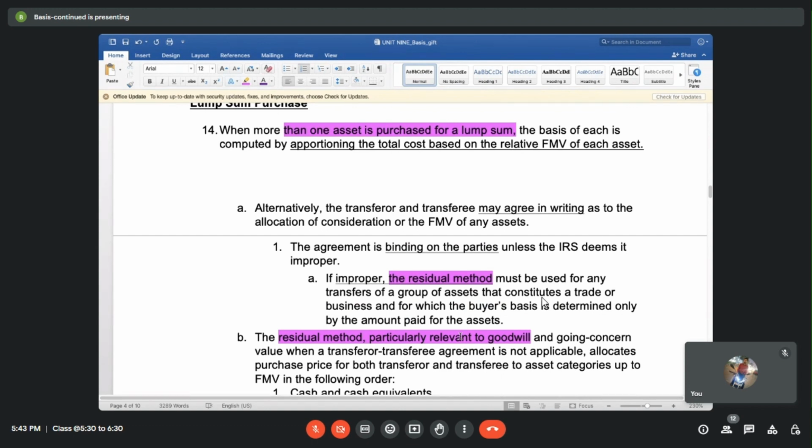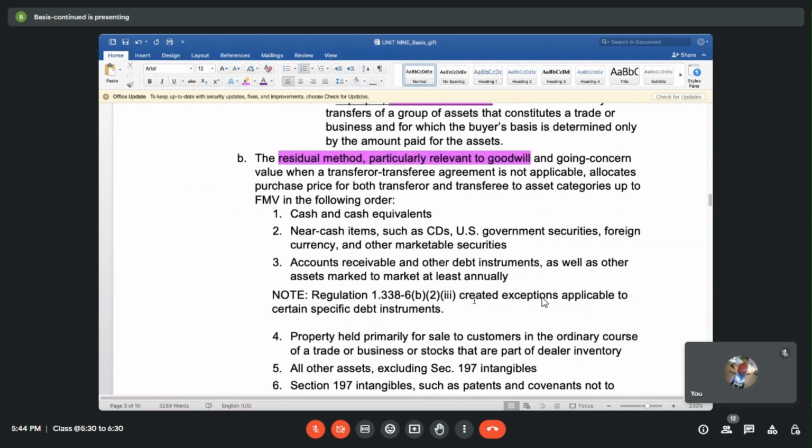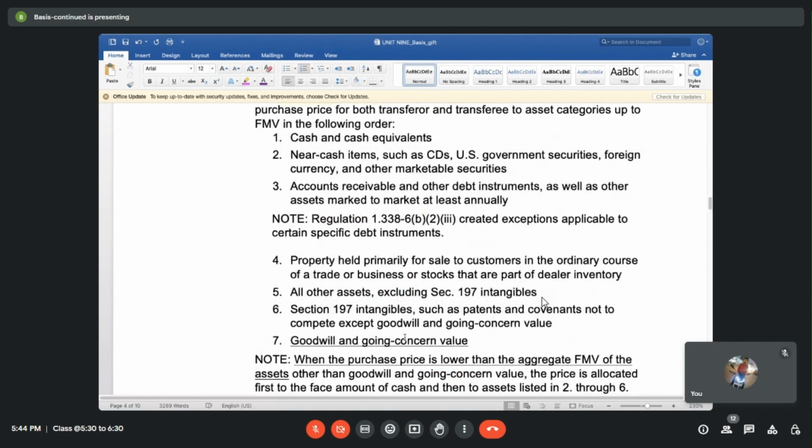You can apportion it, you can try to do different things, but what does the rule actually say? The rule says that we need to go with the residual method, meaning that there are certain classes of assets from 1 to 7, and this starts from the most liquid asset to less liquid, then further less liquid, and then these are the ones. Points number 4 and 5 are all other assets, which could be like land, property and machinery. Then we come to section 197, which could be patents, covenants and all, which are intangibles. In the end, we come to goodwill. So this is the order that we need to follow.